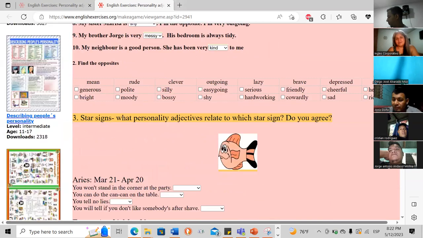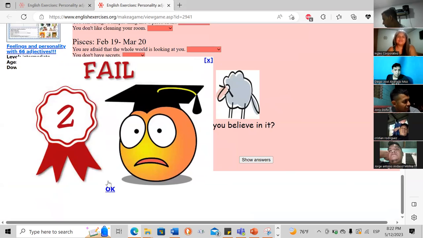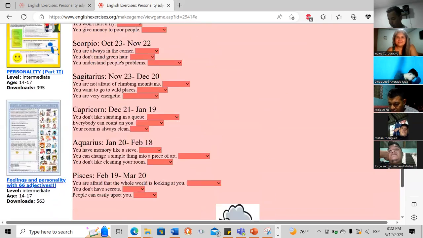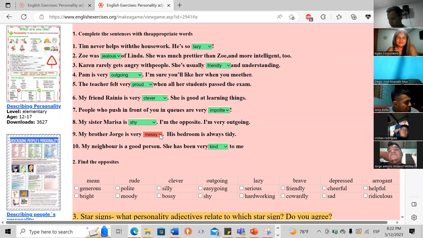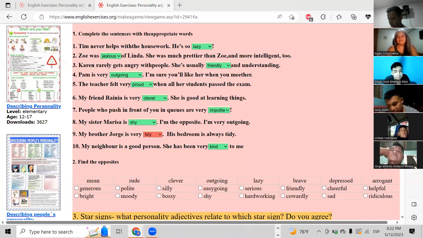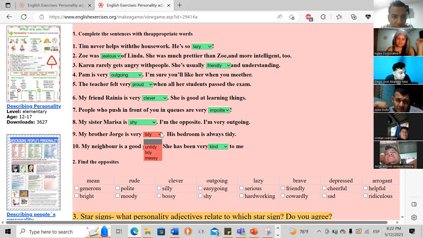Okay. Vamos a evaluar. No vamos a hacer esos otros porque es bien largo. Solo vamos a evaluar esos. Todos están verdes menos este. Era el mismo, ¿ok? Si su cuarto lo maneja siempre desordenado, tidy. Entonces él es desordenado. Messy puede ser también, pero aquí no lo pusieron.